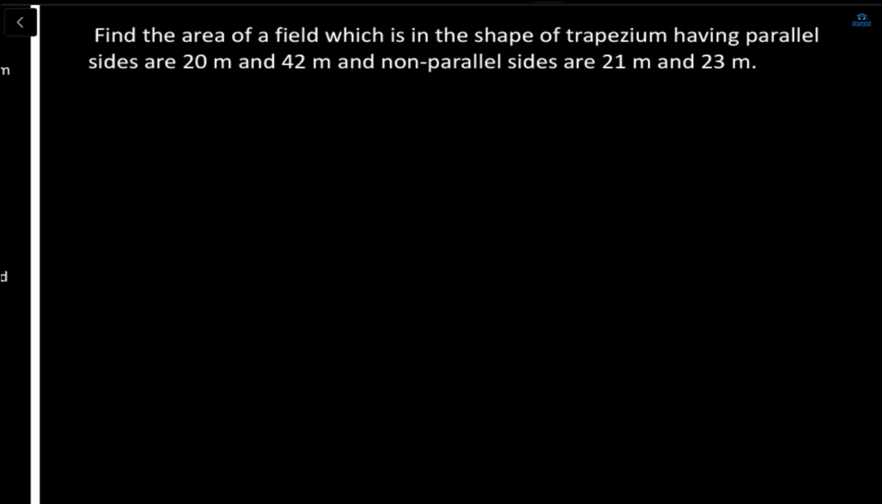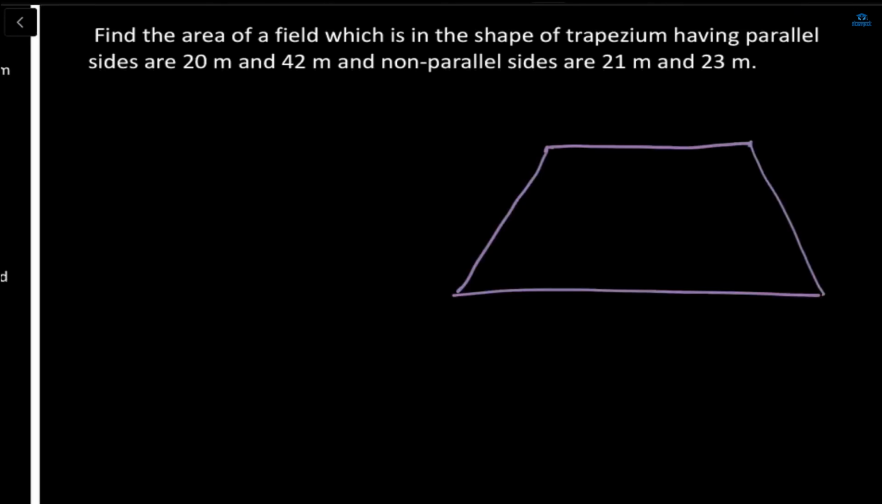Find the area of a field which is in the shape of a trapezium. Now what will be the shape of the trapezium, everybody? This will be the shape of the trapezium. Now the parallel sides are 20 and 42. The upper one and the downward one are the parallel sides. The upper one is 20 meters, not centimeters, because we are talking about a field, not a small unit. And this whole side is 42 meters. Now the non-parallel sides are 21 meters and 23 meters. This one is 21 meters and this one is 23 meters.